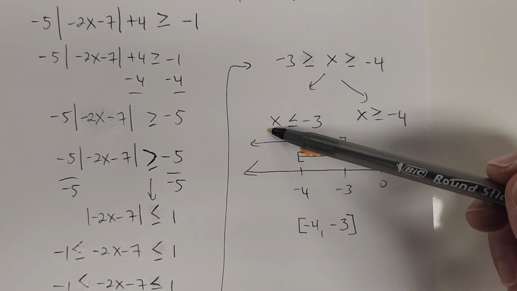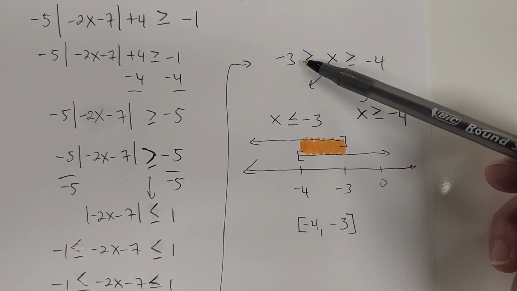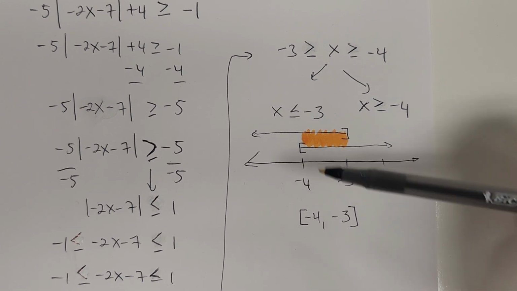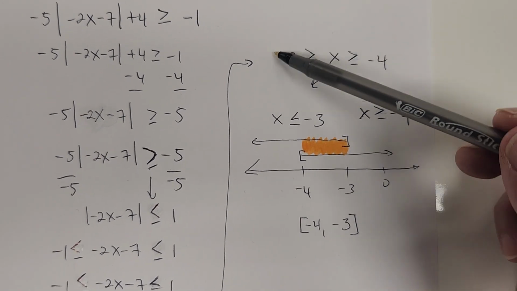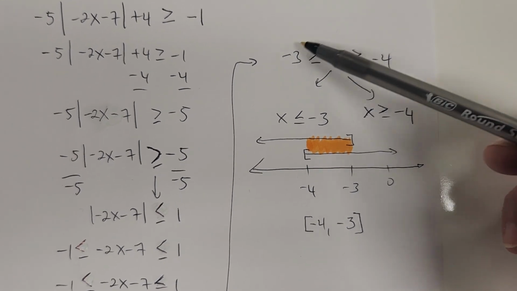Okay, so x, and then -3 over here. This symbol is also switched. So one more time, the right side stays. The left side flips completely.